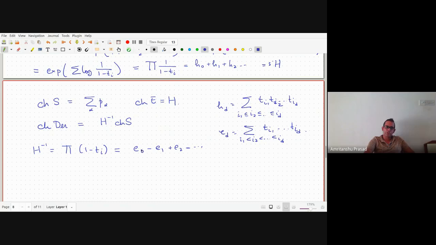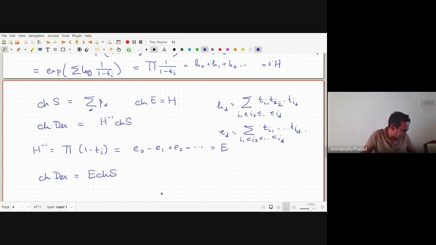So we get that HE is equal to 1, so we'll call this E, though sometimes it's called E of minus 1. So anyway, this is E and that's H, and they are inverses. So what we get is that the Frobenius characteristic of derangements is E times the Frobenius characteristic of permutations. And let's now try to expand this in terms of Schur functions.